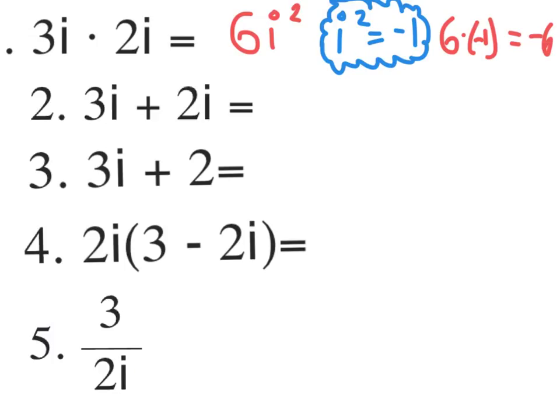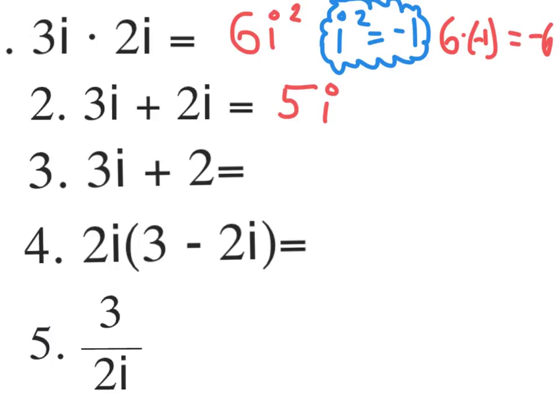Number 2, we have 3i plus 2i. That's just combining like terms. What's 3i plus 2i? It's 5i. I mean, the i is truly a variable, like x or like y or like z. You're just combining like terms right there. 3i plus 2i is 5i.